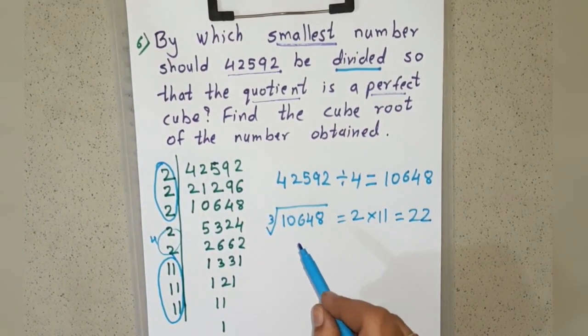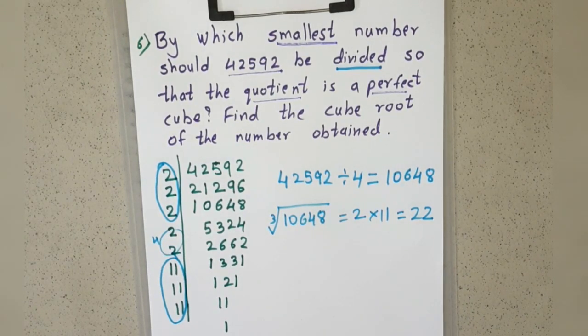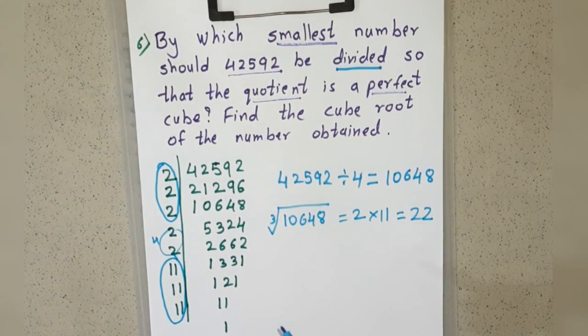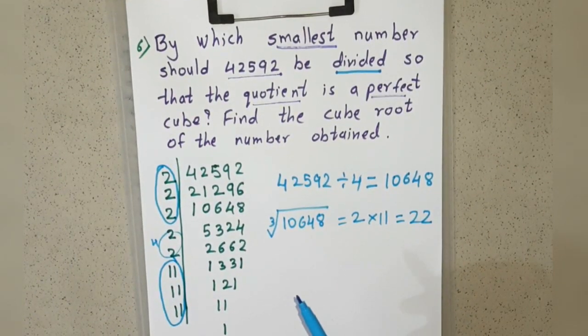So children, did you understand the smallest number to be divided, smallest number to be multiplied? The basic principle here is prime factorization. Okay children, please practice several sums. With the practice only it will be easy.